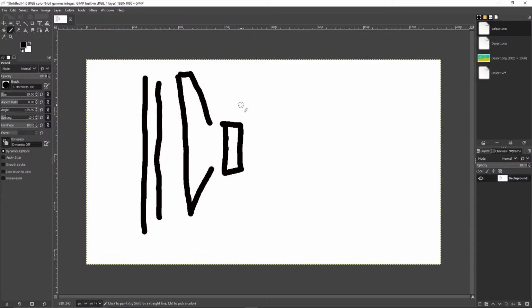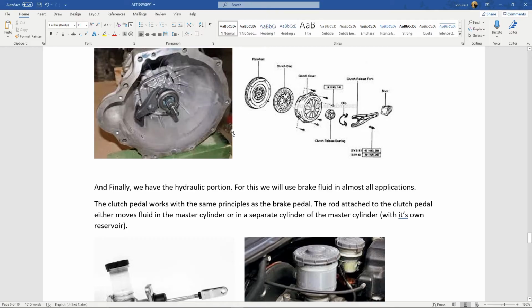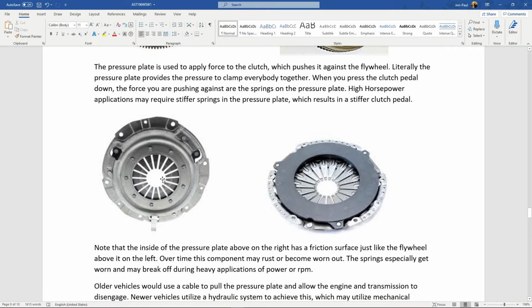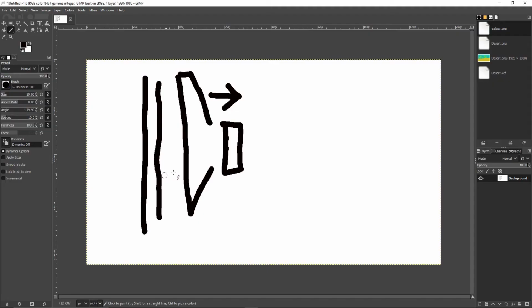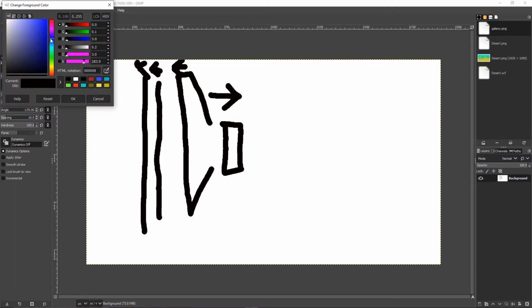When you are not pushing the clutch, the bearing is pushed away by these fingers. Okay. And in normal operation, that means that the friction surface, the mating surface, is pushing this way, squeezing the clutch against the flywheel. Okay? We're going to change color here.